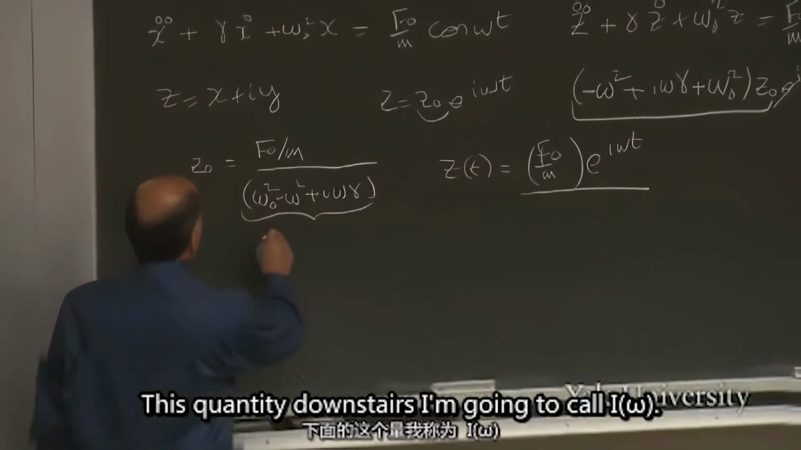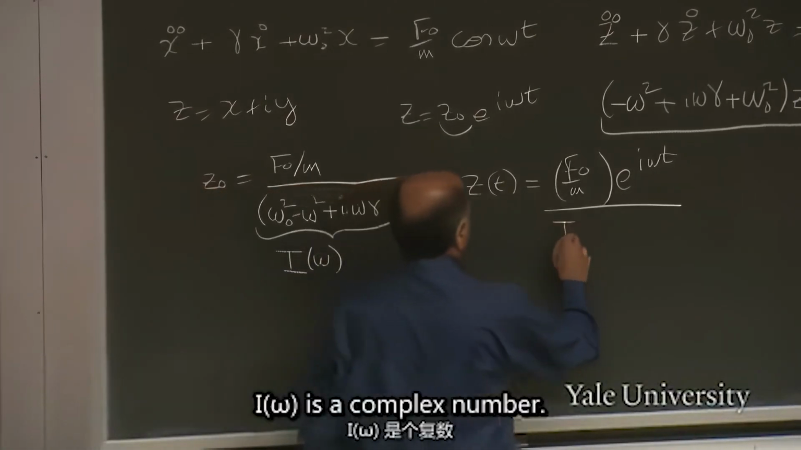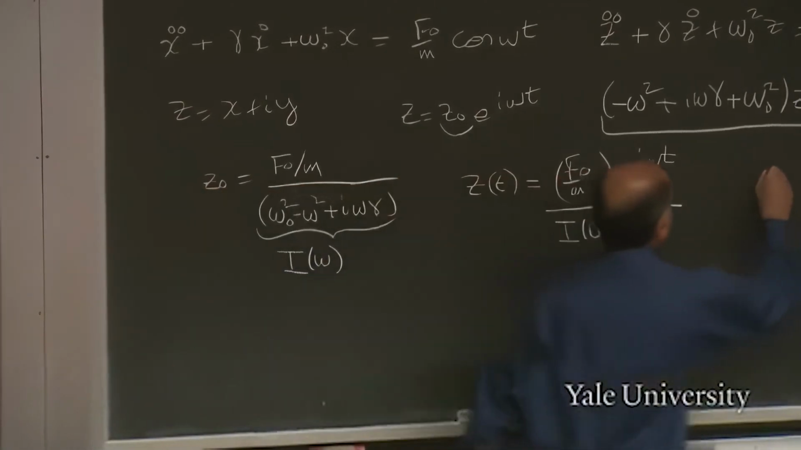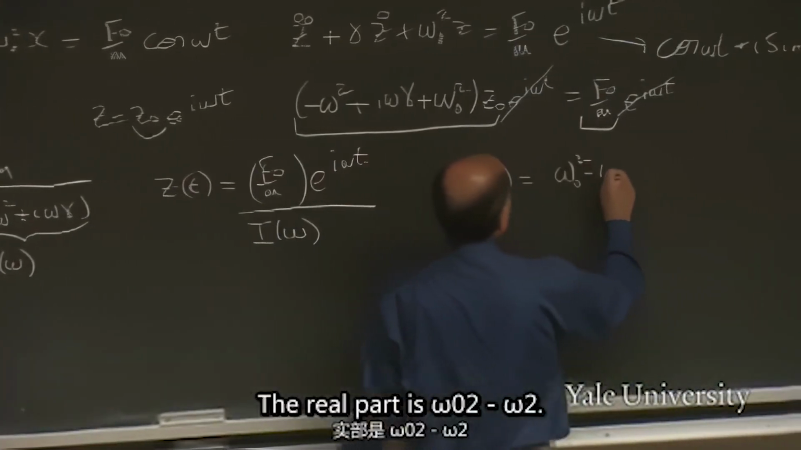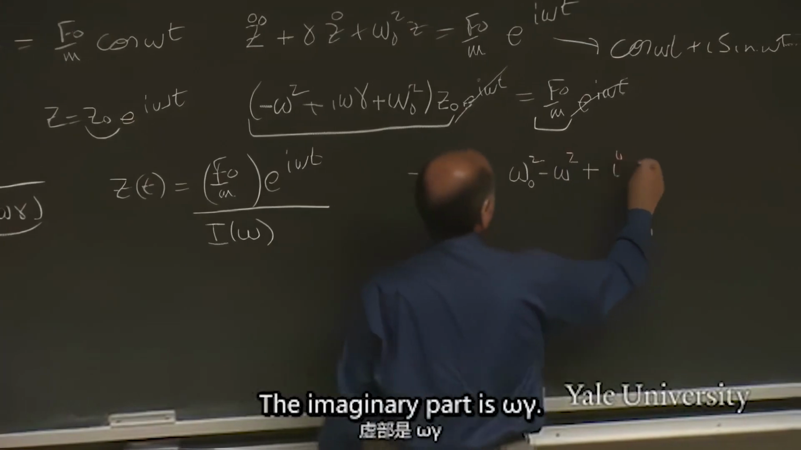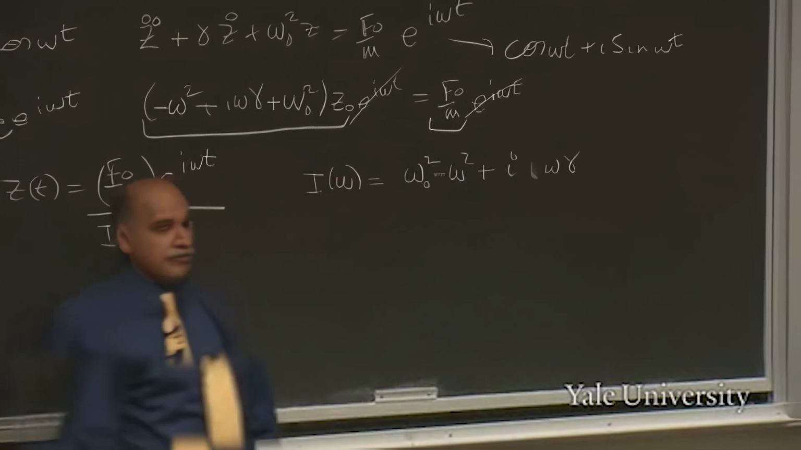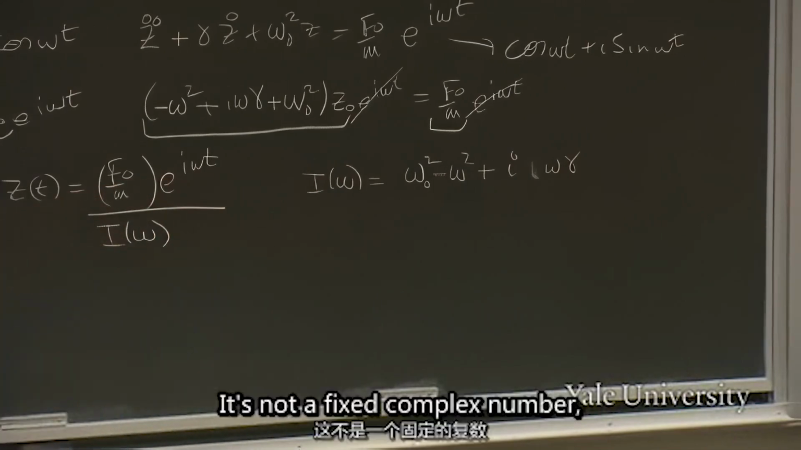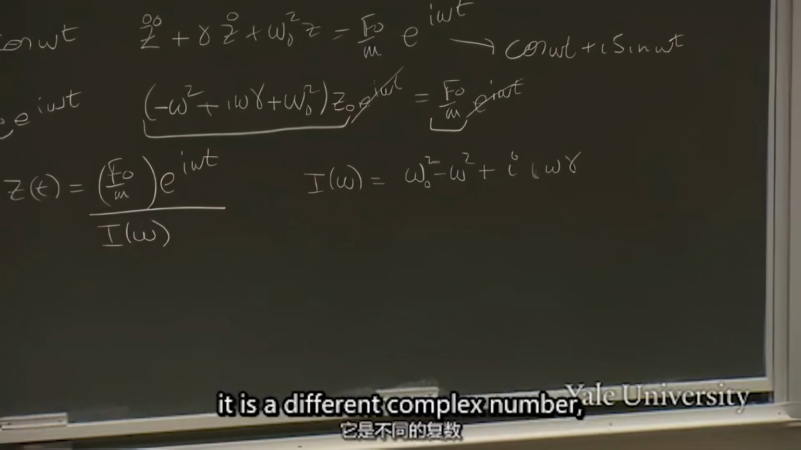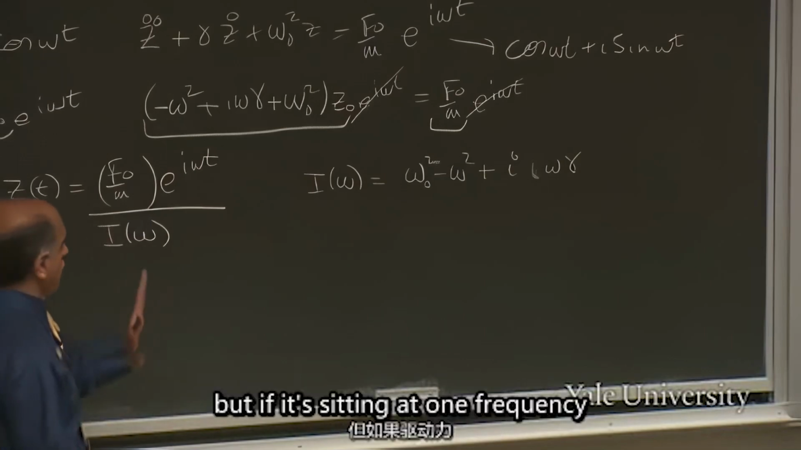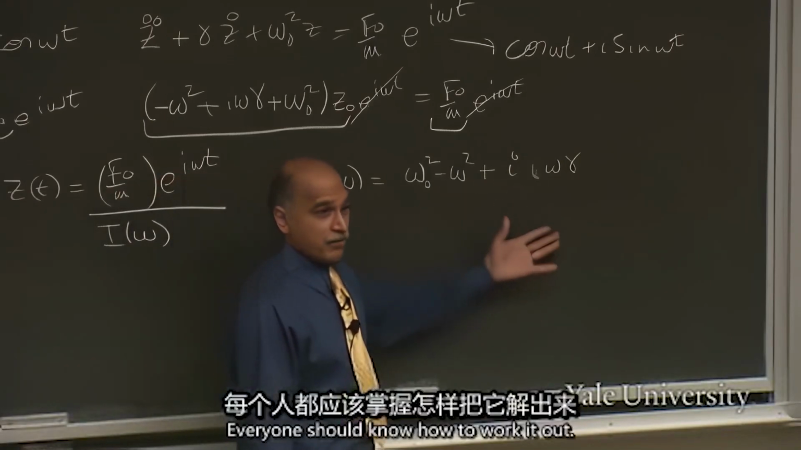This quantity downstairs I'm going to call I of omega. I of omega is a complex number. It's got a real part and an imaginary part. The real part is omega naught squared minus omega squared. Imaginary part is omega gamma. It's not a fixed complex number. At every frequency of the driving force omega, it's a different complex number. But if you're sitting at one frequency of the driving force, it's a particular number. Everyone should know how to work it out.